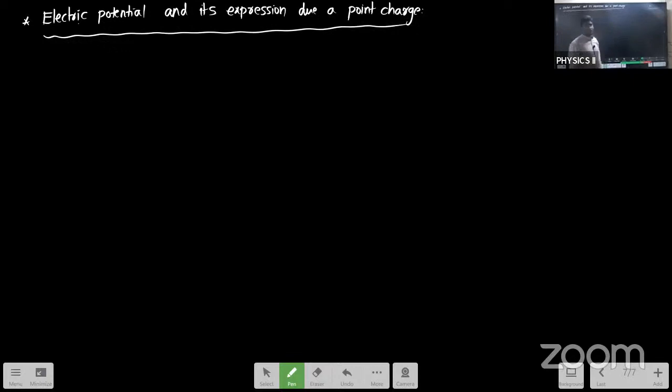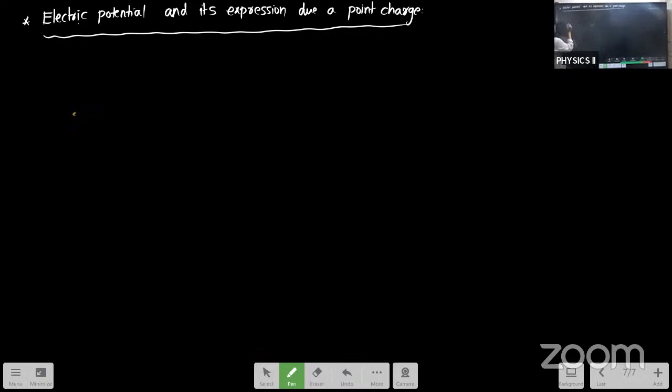Electric potential and its expression due to a point charge. Due to what? A point charge. So let us first of all understand what is the meaning of electric potential. Electric potential hai kya? See here.